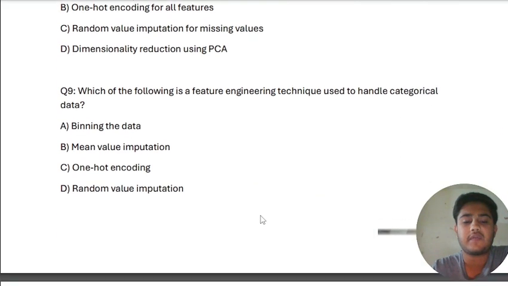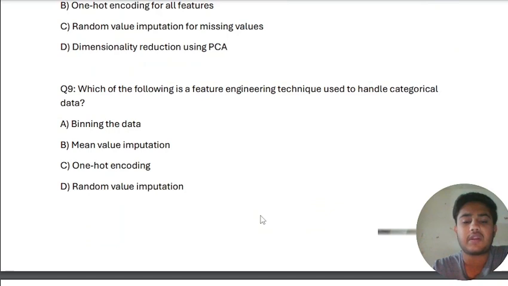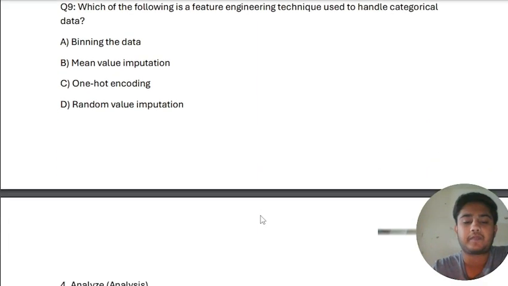Next question is, which of the following is a feature engineering technique used to handle categorical data? This is one hot encoding.